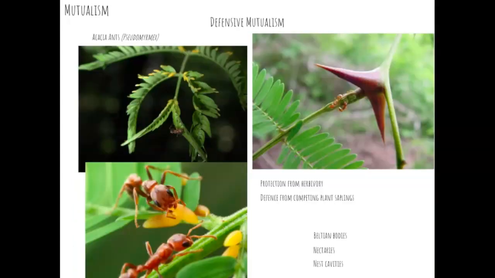Another example of a defensive mutualism is the one we've already talked about, which are the acacia ants and the acacia plants, where you have the plant providing food and shelter for the ants, and in return, the ants are keeping insects and other things away from the plant that could harm it.